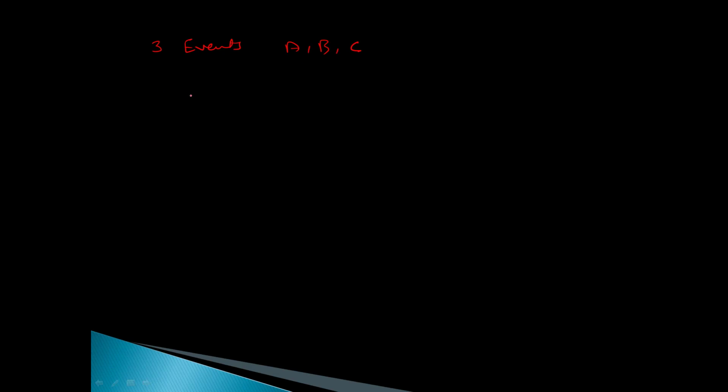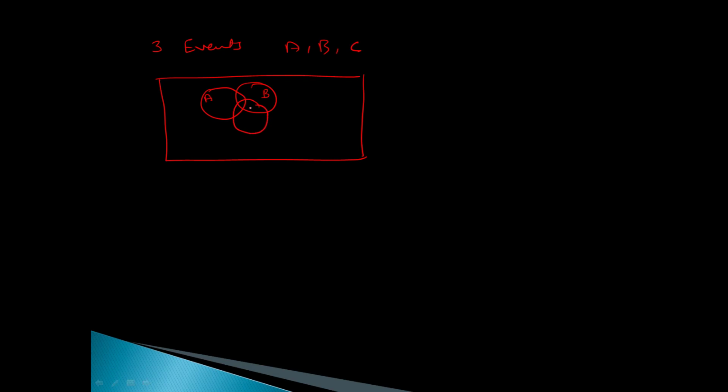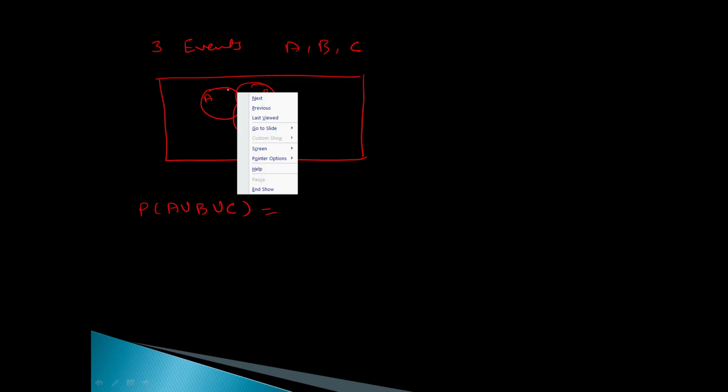Let us look at how the Venn diagram will look. Initially, we are assuming that the events A, B and C are overlapping events. So suppose here is my event A, here is my event B, here is my event C. And I want to find the probability of A union B union C. So I want to find the probability of the total area covered by these 3 circles, circle A plus B plus C.